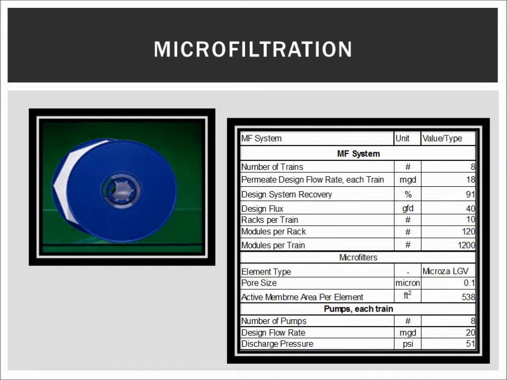This also removes bacteria such as Cryptosporidium, Giardia, and Legionella. Product water is sent through to RO treatment, while captured particles are removed with the discharged water. For this design, PALL Corporation Microza LGV modules will be used.